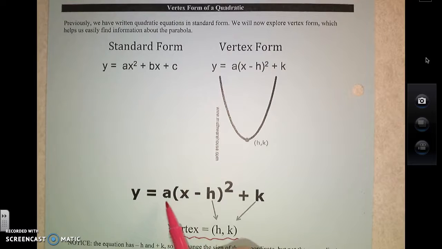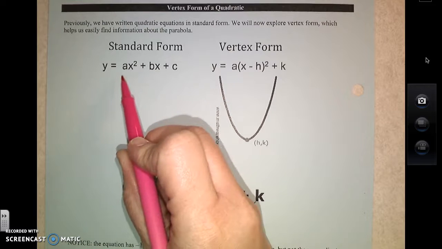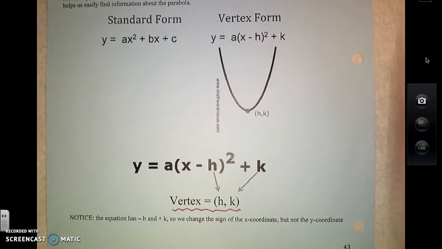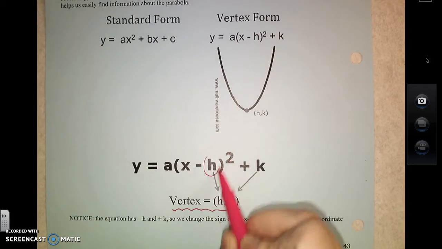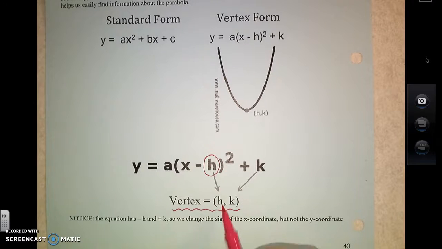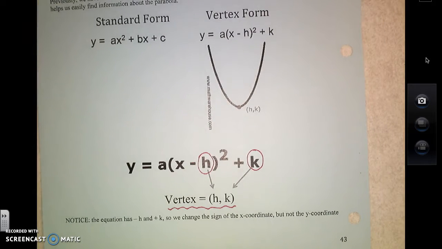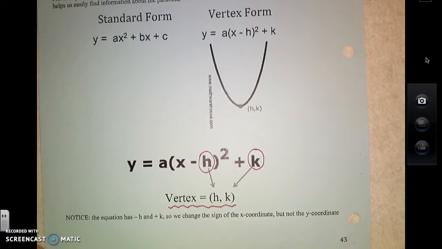A is the number in front, just like it is for standard form. It's called the leading coefficient. In this form, h is the x-coordinate of the vertex, and k is the y-coordinate of the vertex. Previously we were looking for the vertex on our calculator. If we're in this form, we can figure out the vertex without looking at the calculator.